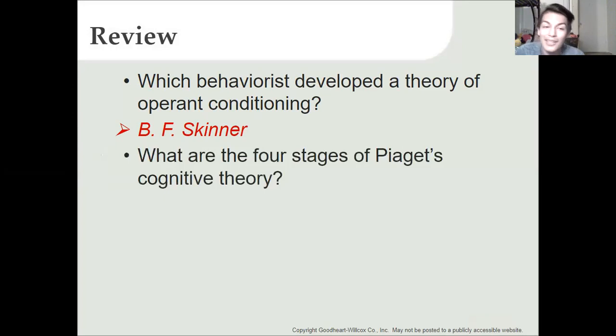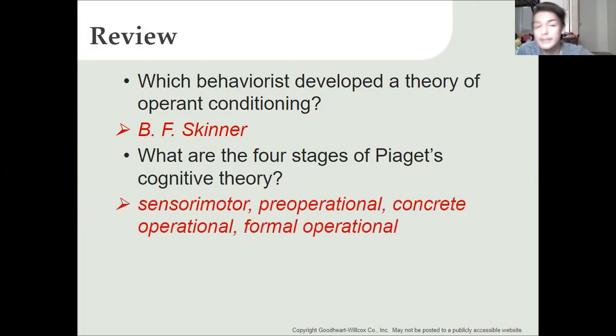Sorry, you guys. Okay, what are the 4 stages of Piaget's cognitive theory? Piaget, cognitive theory. I'll give you a second to think about that. Sensorimotor, pre-operational, concrete operational, and formal operational. You can remember this by sensorimotor, senses. And then just remember operational. Pre-operational, concrete operational, and formal operational. Simple as that.